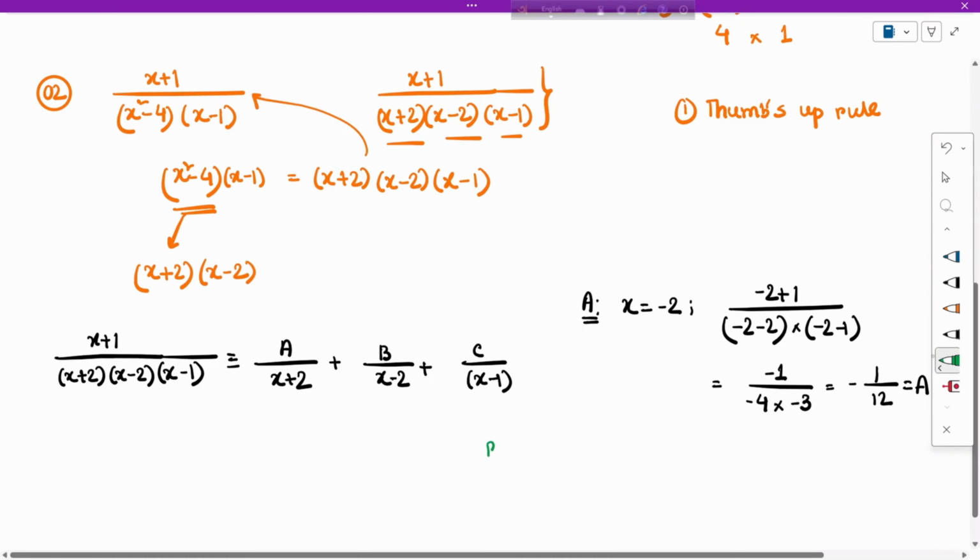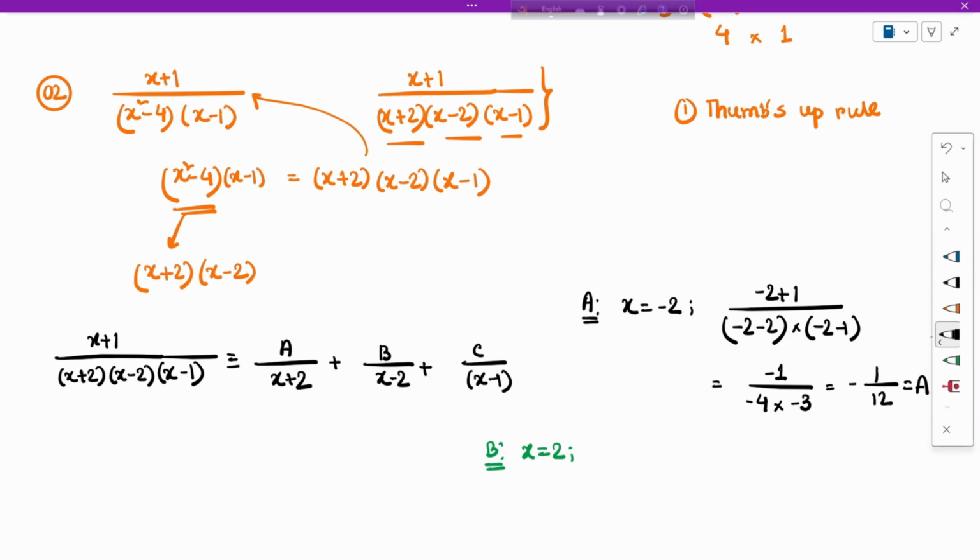Similarly, we're going to get the values of B and C. For B, we're going to plug in x equals 2 in that expression, excluding x minus 2. I am saying this repeatedly because this is a common mistake every student makes while working with the thumbs up rule. This is a really easy rule, really easy to find the solutions, but if you make that mistake, you're going to waste a lot of time. So that's why I'm repeatedly saying that.